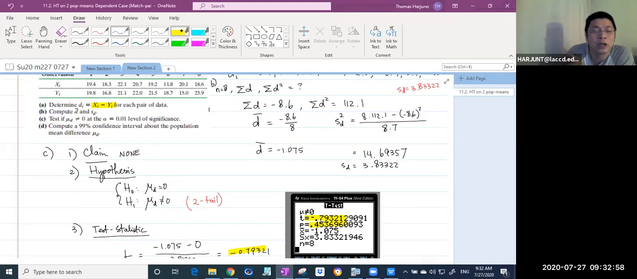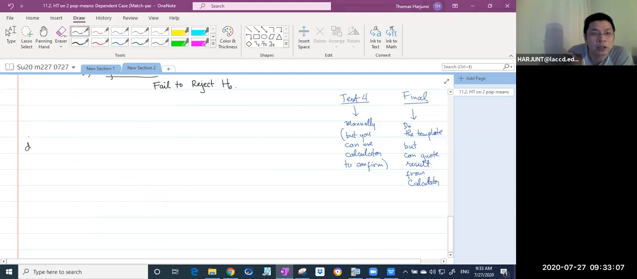Part D: compute the 99% confidence interval for the population mean difference. In part D, what we do is actually three steps. Step 1, the best point estimate will be d bar, which is negative 1.075. The critical value is t critical. It's a 99% confidence level, so that will be inverse t of 0.995, degree of freedom 7.